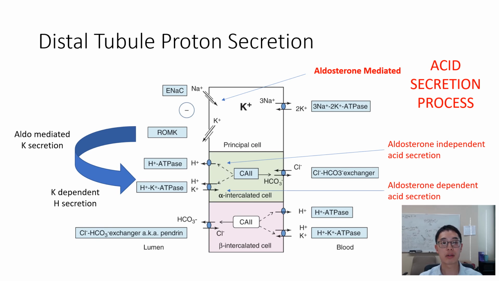As you can see here, these are the two major ways that our kidney secretes protons in the distal tubule. One is an aldosterone-mediated process, and the other is the H+ ATPase that does not depend upon aldosterone-mediated secretion of potassium.